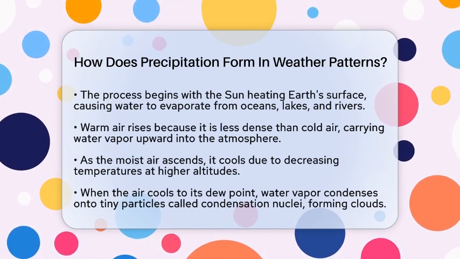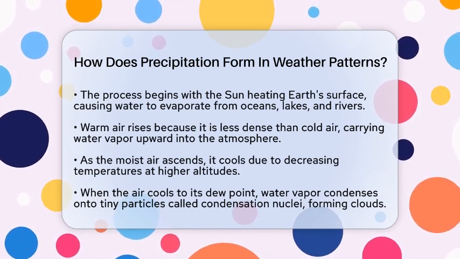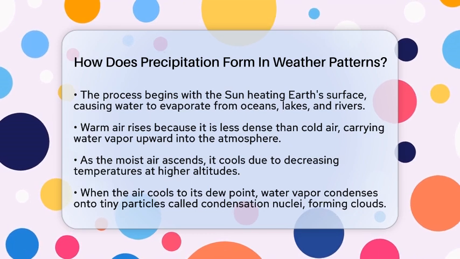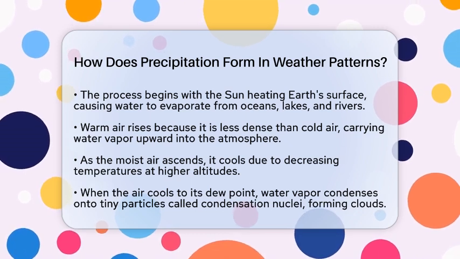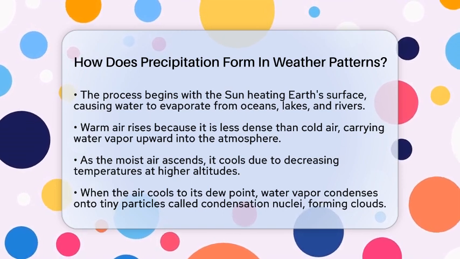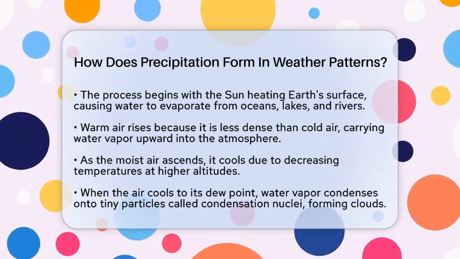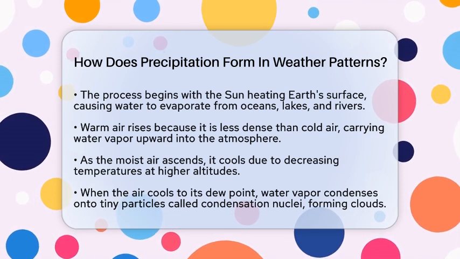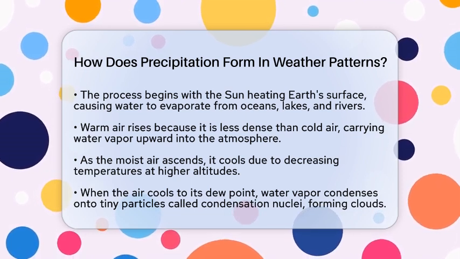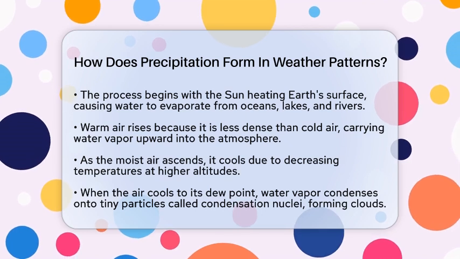It all starts with the sun heating the surface of the Earth. This warmth causes water from oceans, lakes, and rivers to evaporate, turning into water vapor that rises into the atmosphere. Warm air is lighter than cold air, so it naturally moves upward, carrying the water vapor with it. As this moist air ascends, it begins to cool because the higher you go, the colder it gets.